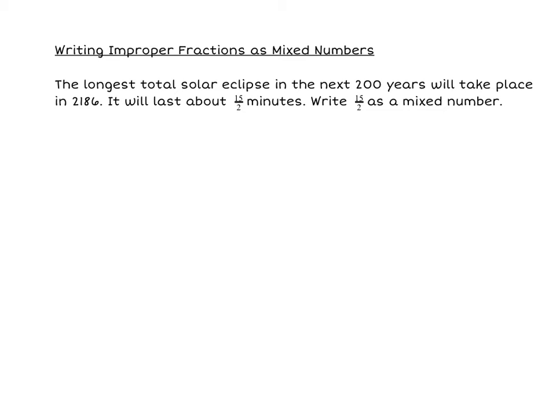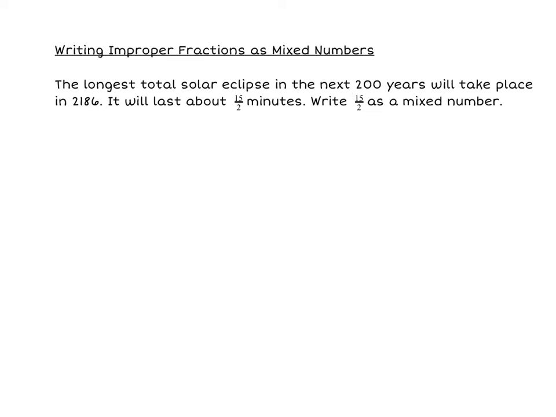Okay, so story problem. The longest solar eclipse in the next 200 years will take place in 2186. What's a solar eclipse? It's where the sun is totally eclipsed, the moon's over the sun. So the longest one we're going to have in the next 200 years is in 2186. It's going to last about 15 over 2 minutes. So we need to figure out what is 15 over 2 as a mixed number.